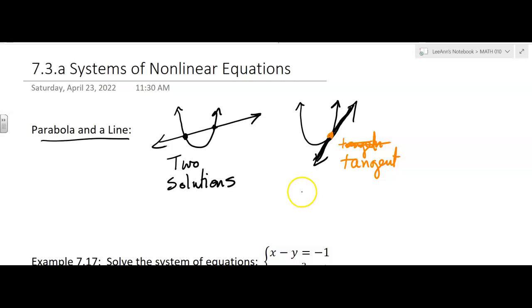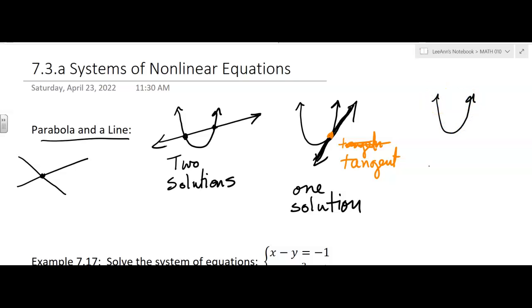Remember, our solutions on the graph are going to be where both are satisfied. Remember back when we had just linear equations, we had two of them, and we said, okay, that's the point of intersection. That's the point that satisfies both equations. So that's what we're doing with these nonlinear systems too. It's just we can have these different situations. And then finally, you could have a parabola, and maybe the line just doesn't intersect the parabola. And then that would be no solution.